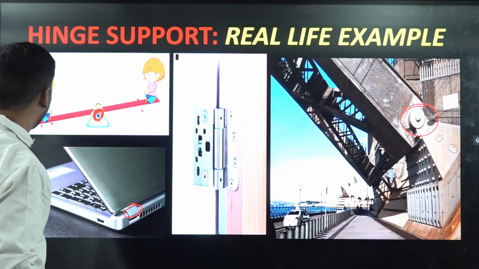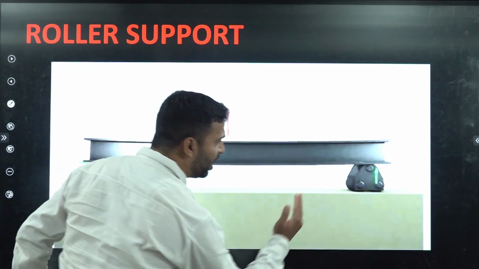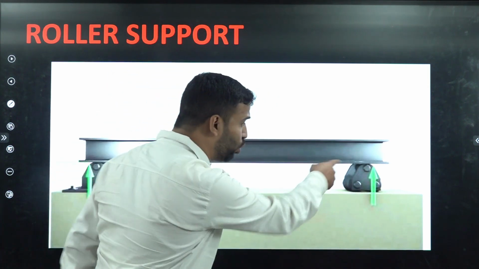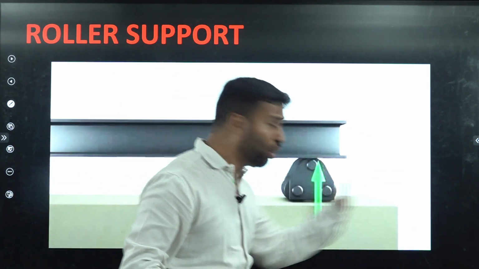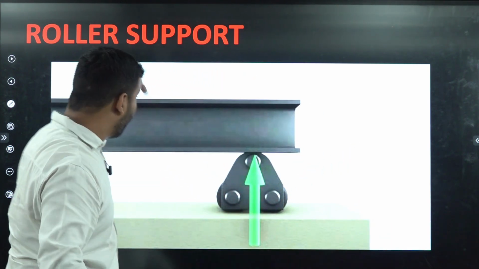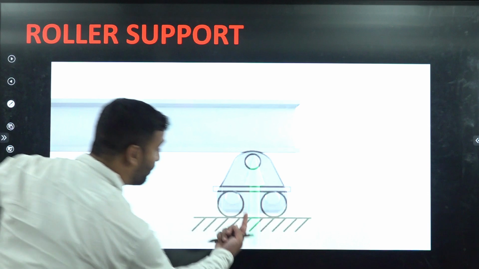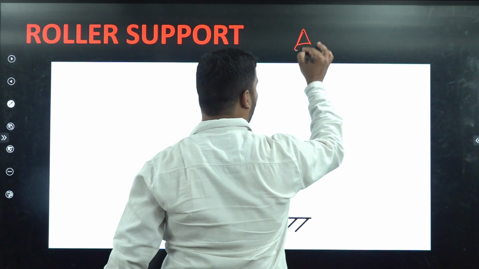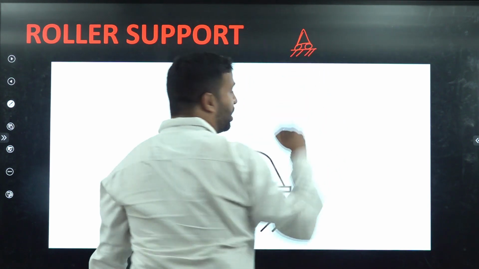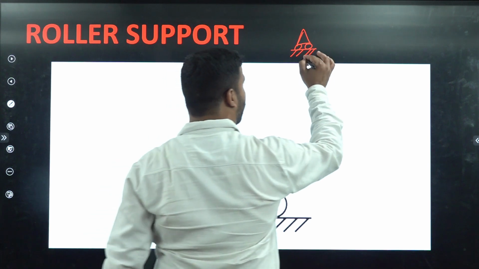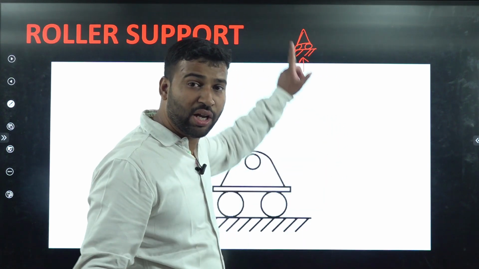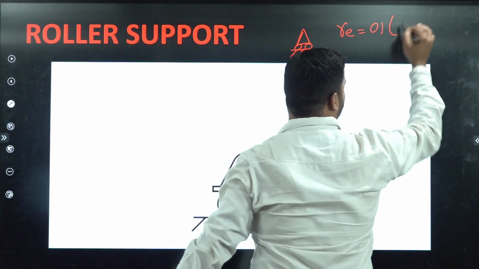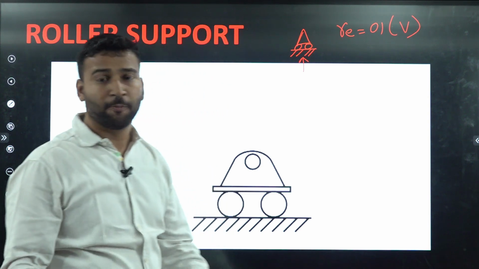Again, students, if we apply a vertical loading here, it will rotate as well as it will move in the horizontal direction. It means that it is free to rotate as well as free to move in the horizontal direction. But if we apply any vertical loading here, it will give us a vertical reaction. So on the roller support, which will appear like this, we will have only one reaction that will exist in the form of vertical reaction, which we call the vertical support reaction. Okay, students.